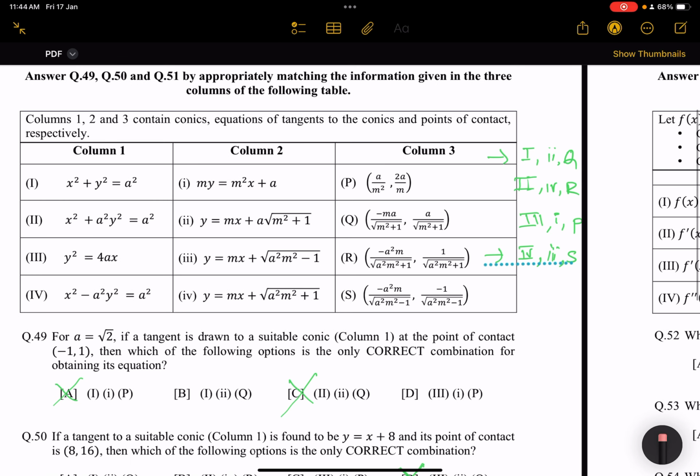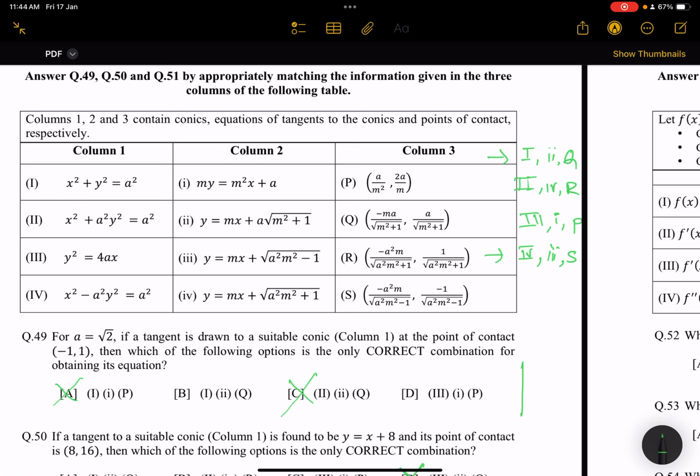Now let us go ahead and read the question and figure out the correct option for each of the questions. For a equal to root 2, the value of a is given, if the tangent to a suitable conic. They are not mentioning what conic to choose. The point of contact, they are giving us the point of contact. If you see these 2 options, option B and option D, 1 corresponds to ellipse and 3 corresponds to parabola. So we just have to decide what conic it is.